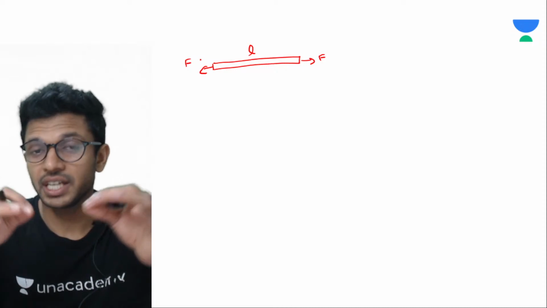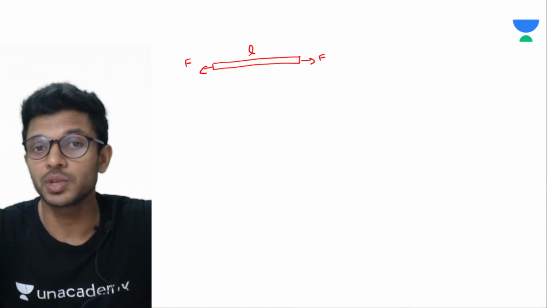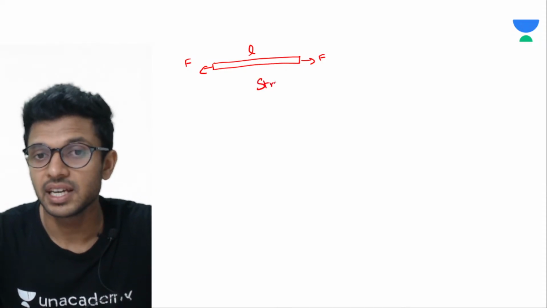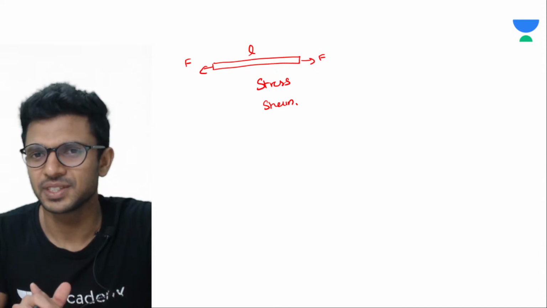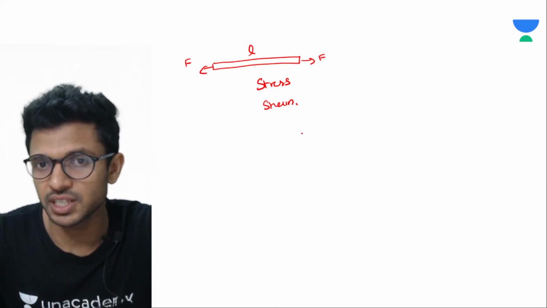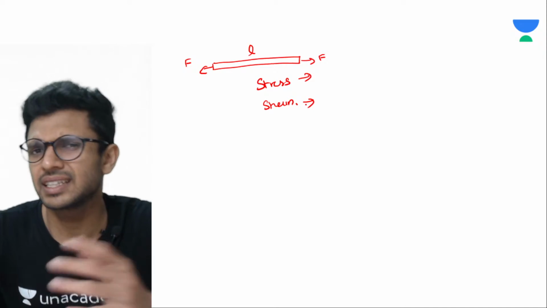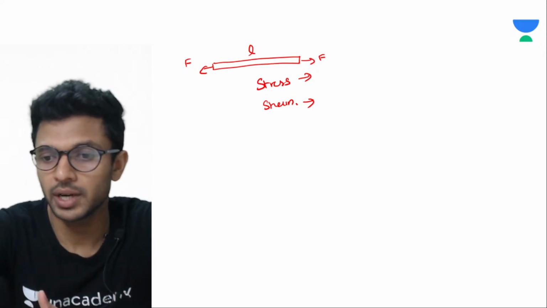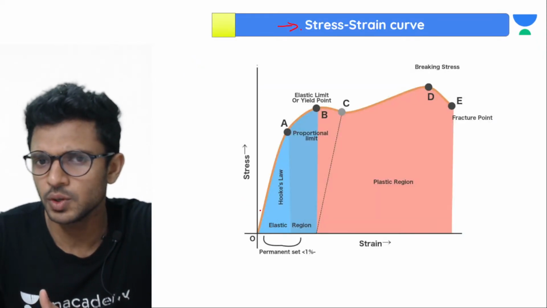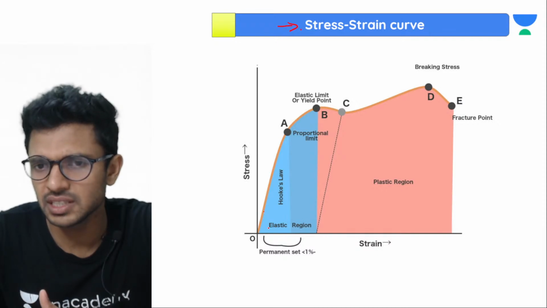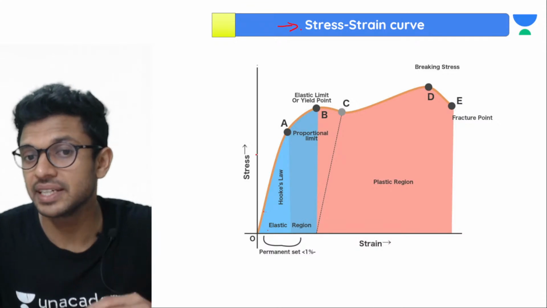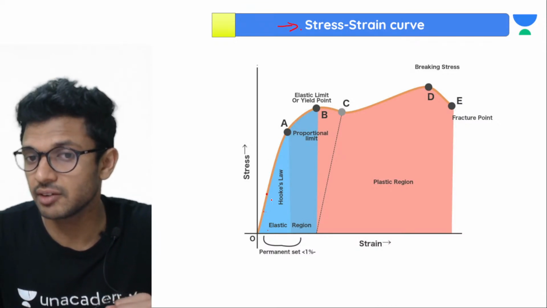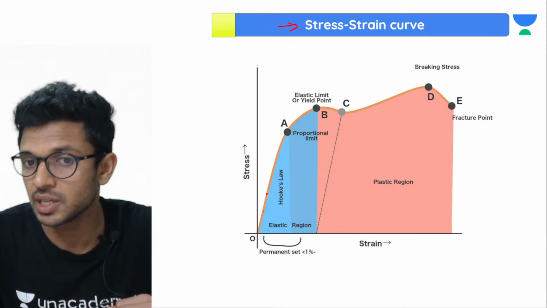What will happen? The body will start stretching. As the body starts stretching, stress will be produced inside the body, and the amount of strain will also be produced. So for every value of stress, the strain value was also noted down and plotted in the graph. Then again you increase the external force, measure the value of stress, plot it in the graph, and measure the value of strain at that moment and plot it in the graph.